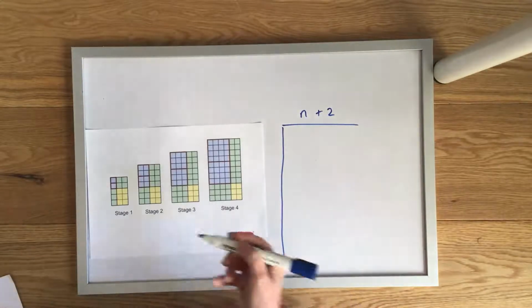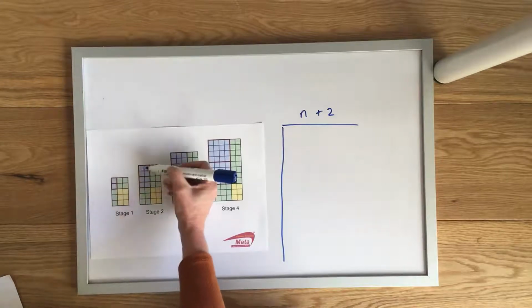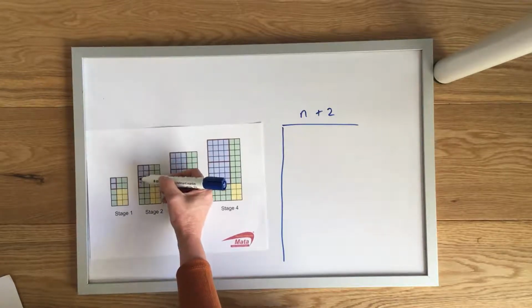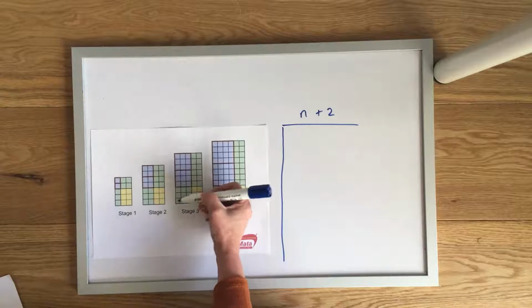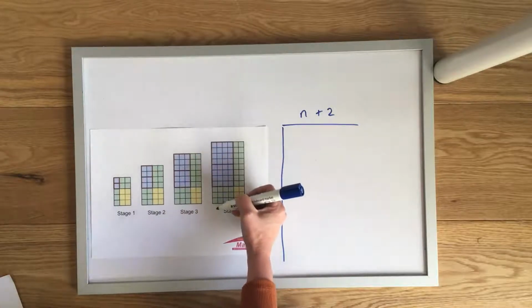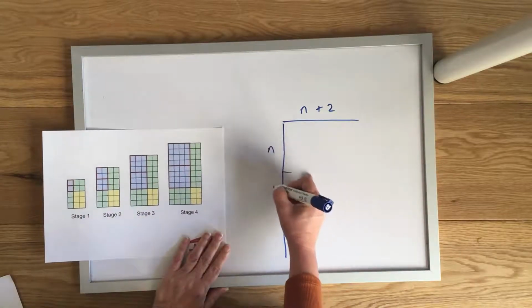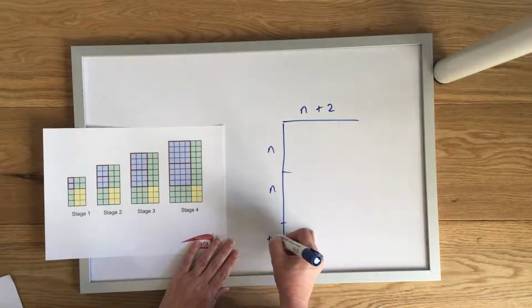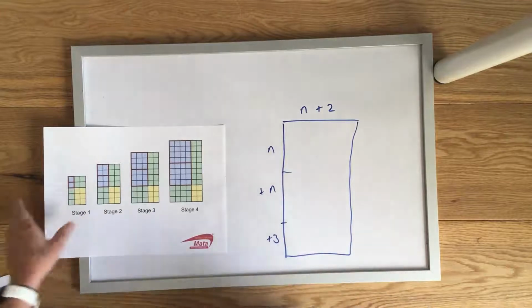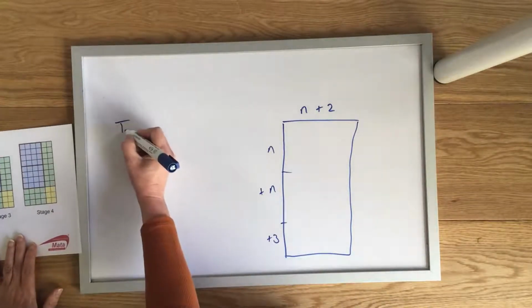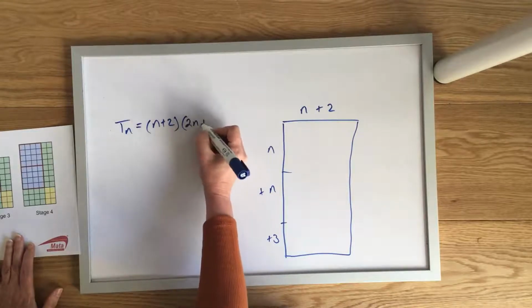And its height then is going to be, that's 2 plus 3 more. This is 2 2's plus 3 more. This is 2 of these 3's plus 3 more. This is 2 of the 4's plus 3 more. So we're going to have 2 of our n's, so we'll have n and another n and 3 more, or 2n plus 3 more. So our general term is going to be n plus 2 multiplied by 2n plus 3.